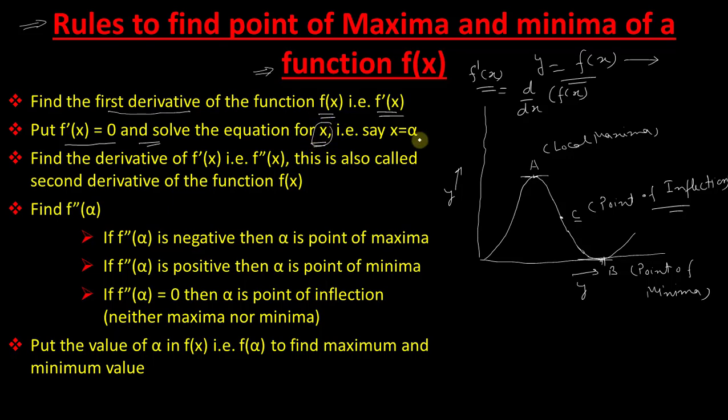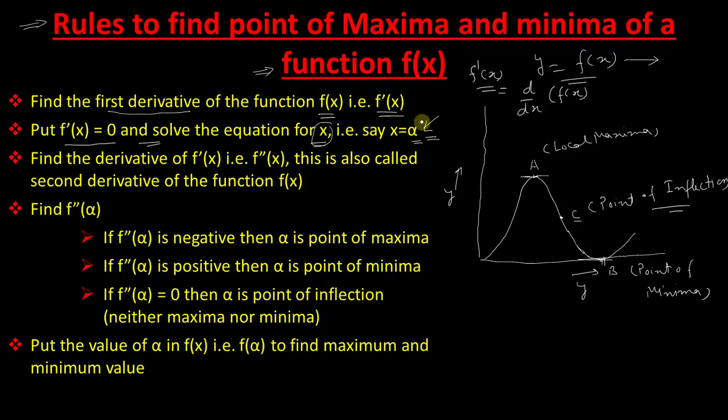Suppose we find alpha. Depending upon the nature of the equation, the number of solutions varies. If it is a quadratic equation, you will get 2 solutions. If it is a cubic equation, you will get 3 solutions. So let us assume an arbitrary value; suppose its solution is x is equal to alpha.